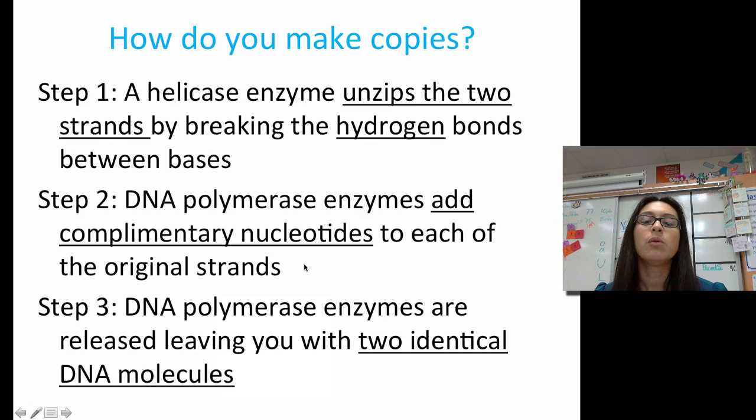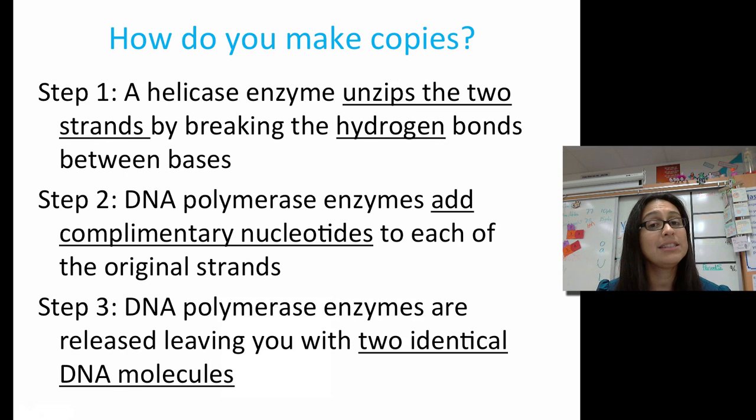So step 1, we're going to say a helicase enzyme unzips the 2 strands. Step 2, DNA polymerase enzyme adds new nucleotides to the old strands. Step 3, the polymerase enzymes are released and you wind up with 2 identical DNA molecules.